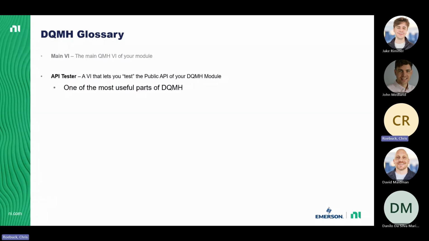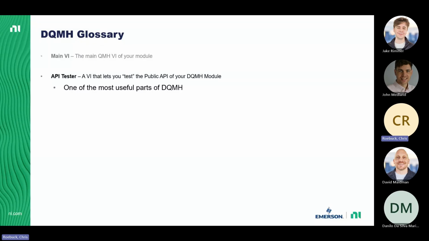So main VI is the main queued message channel of my module. We've also got something called an API tester. Now, I know I've talked an awful lot, and I'm not showing you any LabVIEW code. I promise I will. It's coming up really soon. But we've got this API tester, and the API tester is a VI that lets us test the public API of our DQMH module. It is probably, in fact, scrub that, it is the most used part of DQMH, the ability to test the interface, the API of your DQMH module.